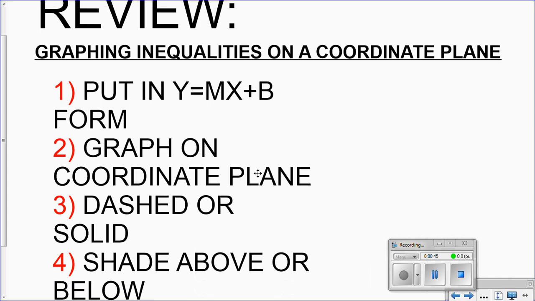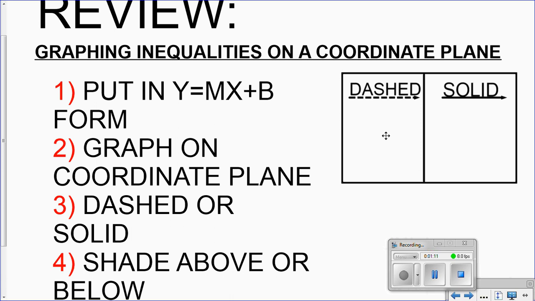It's big, that's why. So the first thing is we put it into y equals mx plus b form, slope-intercept, so that way we can get the slope and the y-intercept when we graph it. We go ahead and graph the line on the coordinate plane, and then we use a dashed line or solid line, depending on the sign, and we shade either above or below, depending on the sign. That shading part and the solid versus dashed part will tell us which ordered pairs are our solutions.